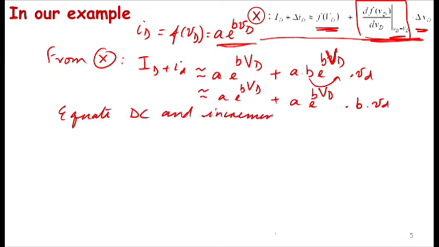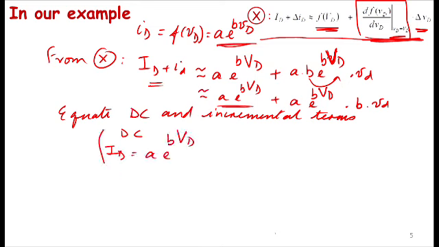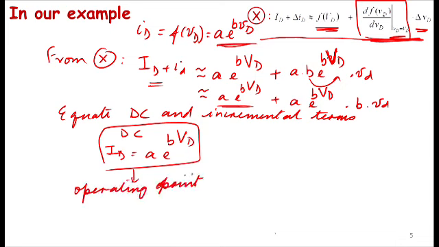So if I equate the DC and incremental terms, let's start with the DC. I get I_D being equal to the DC term. So I_D is equal to A e raised to B V_D. Okay, that's my DC part. And as I mentioned before, this was my operating point. I call this my operating point. This is also known as the DC offset. This is also known as the bias point. So that point is called the DC offset, the bias point, or the operating point.